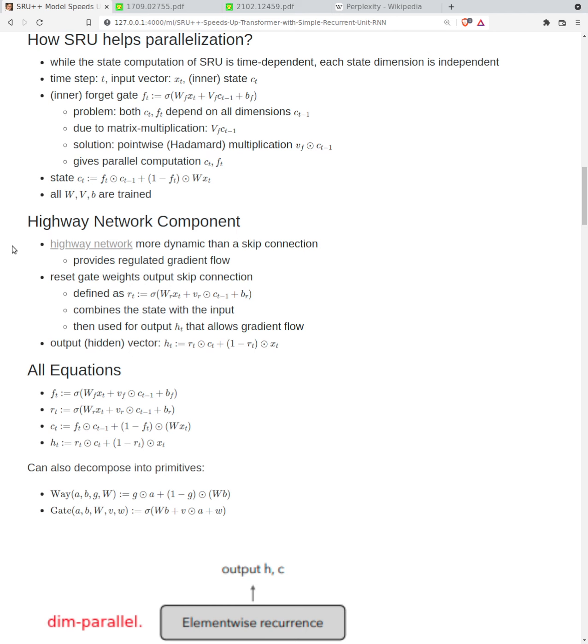So they also use this concept of a highway network component. This highway network is essentially a skip connection. Have you heard about skip connections? Basically, you have some network and you'd like to create a skip connection. So in general, you just copy the input and add it to the output of the network.